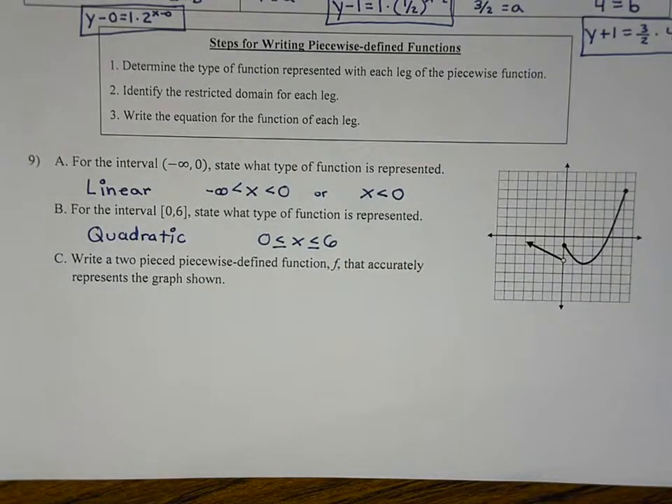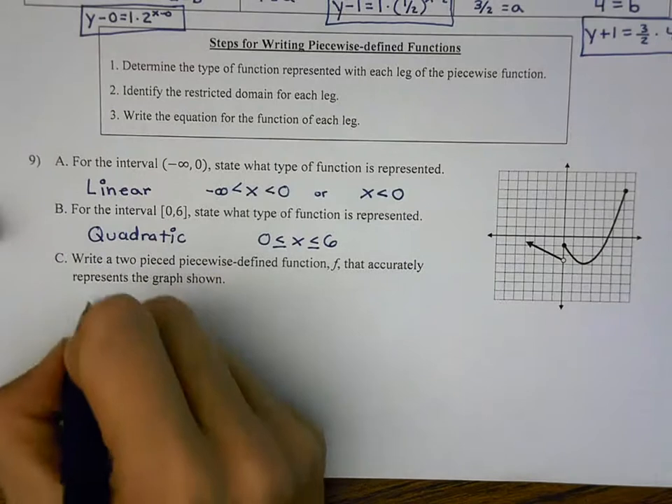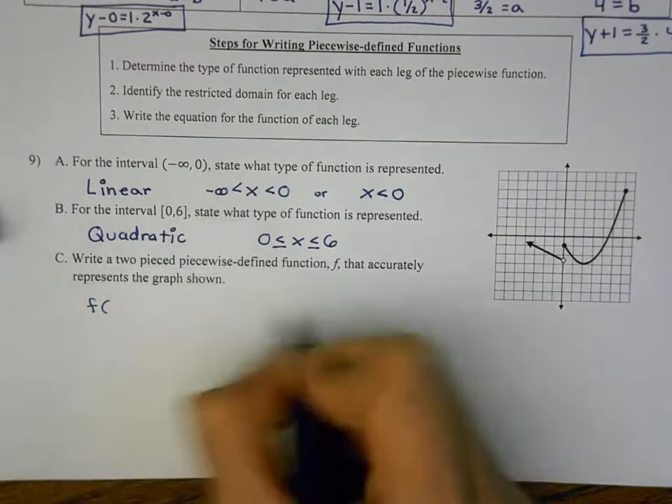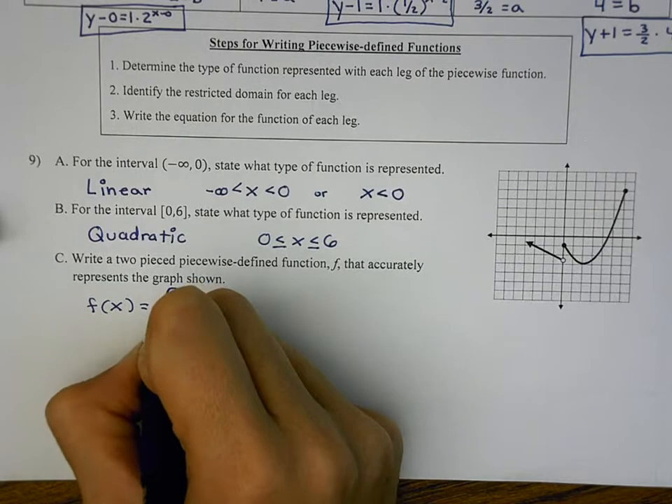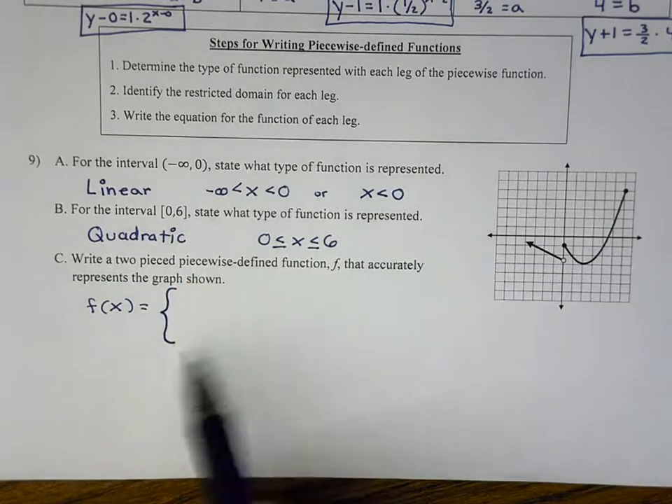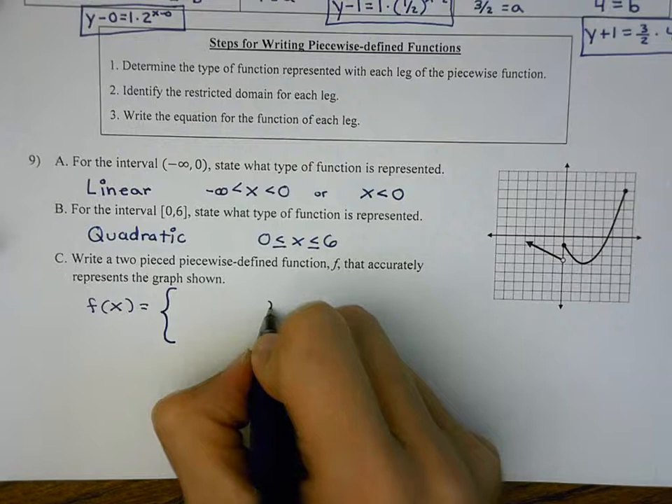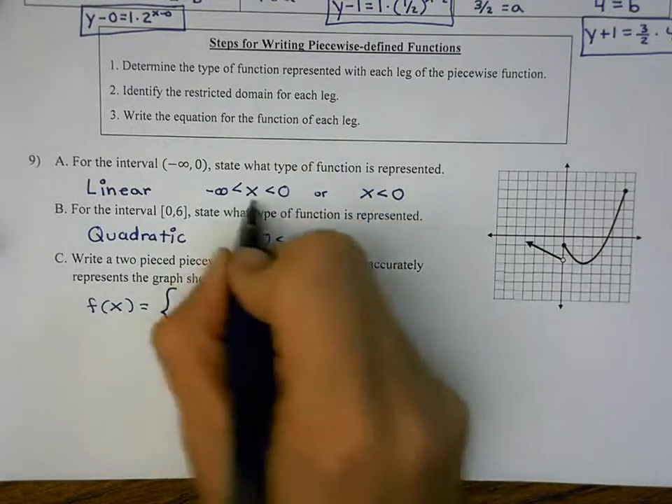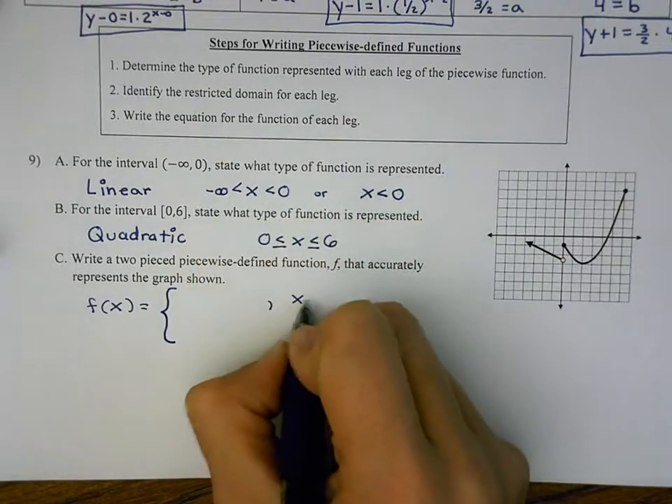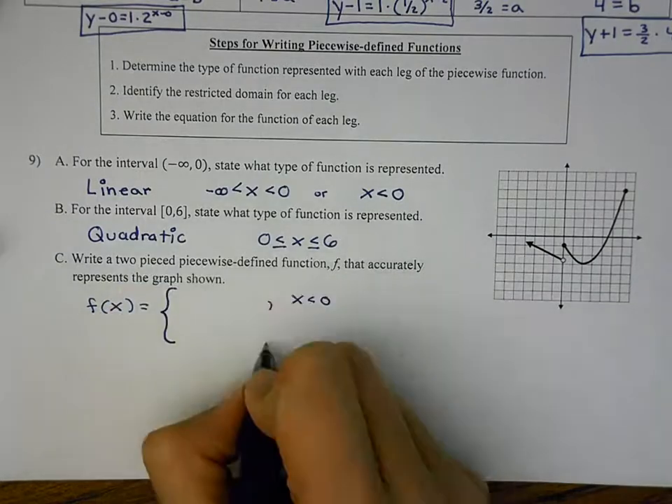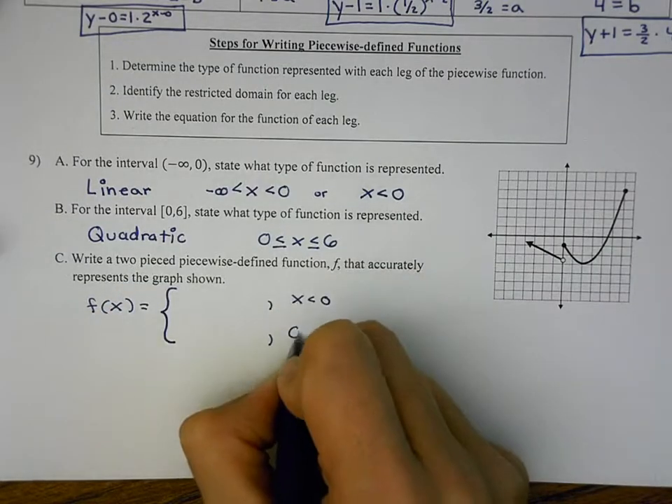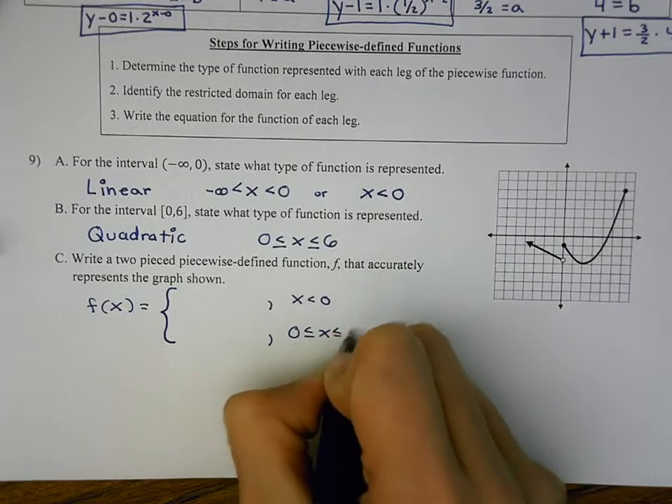And so last step, we're going to write our piecewise defined function, one for the linear, one for the quadratic. So let's go ahead and set this up. We're writing it for f, so we're going to write f of x equals, and you're going to want to give room for two functions. First, the linear, which is going to be when x is less than 0. And then one for the quadratic, which is this guy here. Okay, so this is going to be my piecewise function.